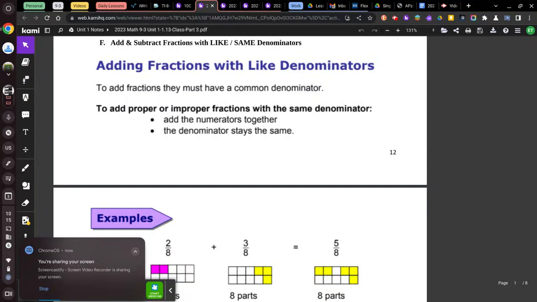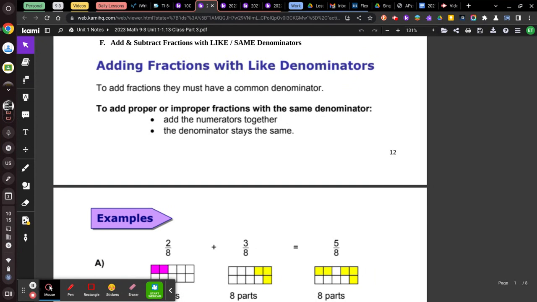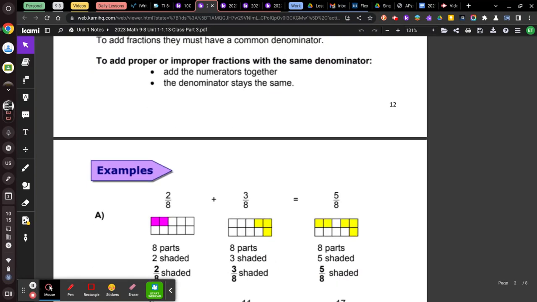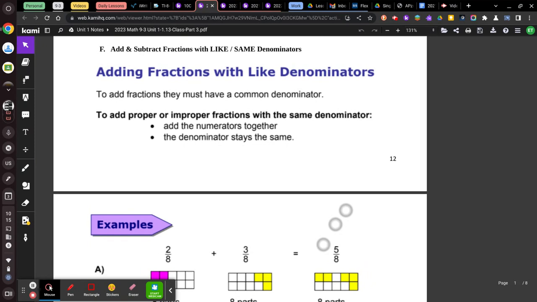Okay, this is part 3 of lesson 13. We're talking about fractions. We are going to be adding and subtracting fractions with like denominators, meaning the same bottom numbers. So first of all, we need to understand that we need a common denominator.